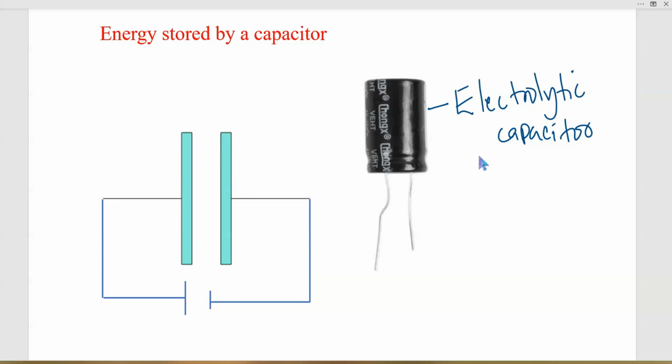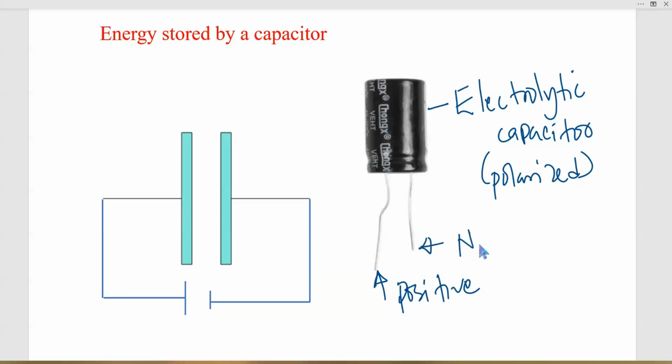and it is polarized, meaning that when you're connecting it, you must be aware of which one is positive and which one is negative. The positive is the longer one, the longer leg. Then this is negative, which is the shorter leg. So you must make sure that the positive is connected to the positive of the battery terminal and the negative is connected to the negative terminal of the battery.